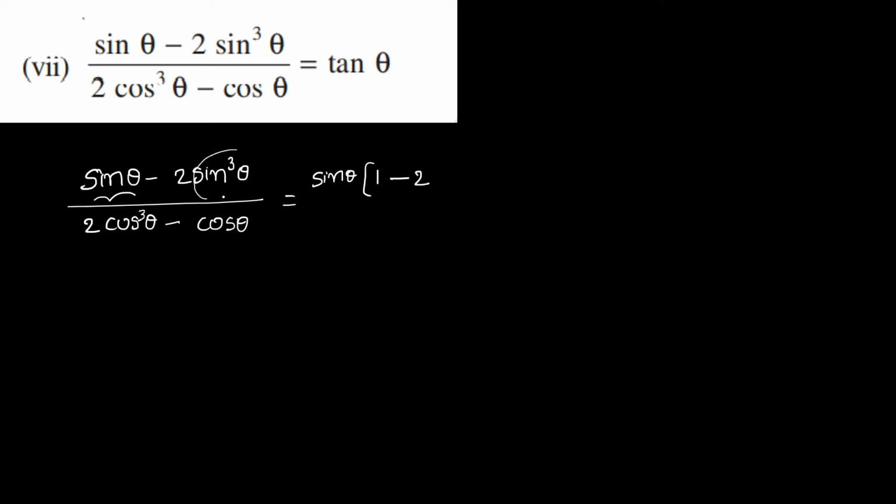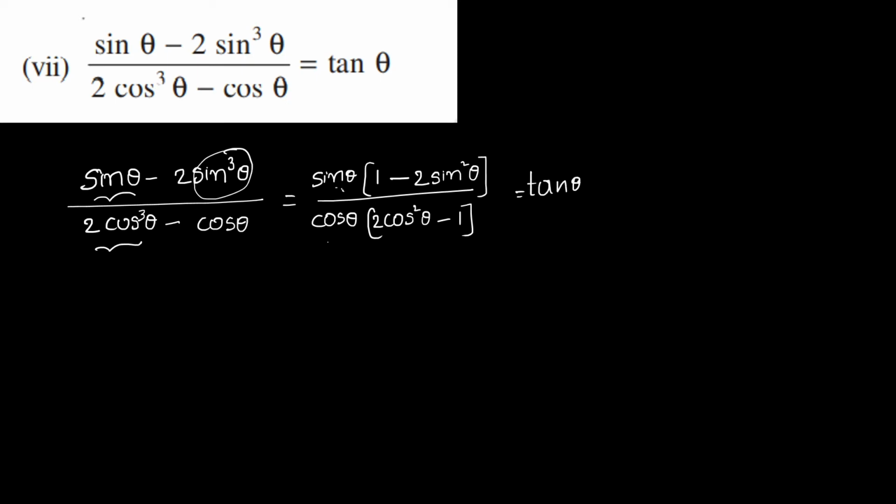In sin cube theta I am taking 1 sin theta as common, so we are left with sin square theta. Similarly in the denominator if we take cos common here, we are left with 2 cos square theta minus 1, and sin by cos will become tan theta into, now here I'll write 1 as sin square plus cos square.